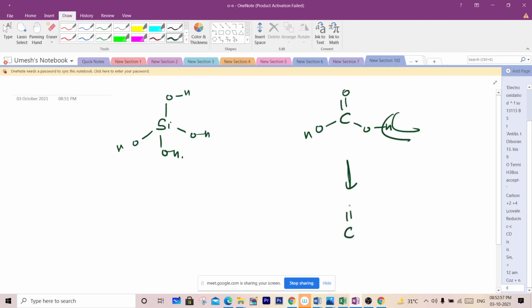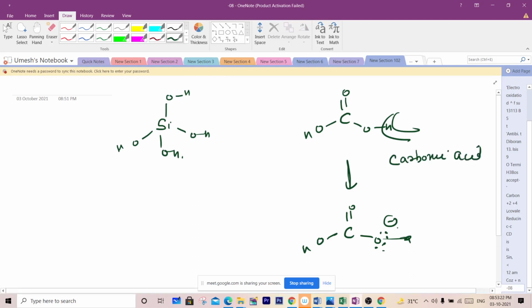How can we tell from this diagram or this compound that the H positive loses? We should know this chemistry. This is the carbonic acid obtained from carbon dioxide. And when you lose the H positive ion, there is a negative charge on the oxygen, and you can see there is a possibility of resonance over here.